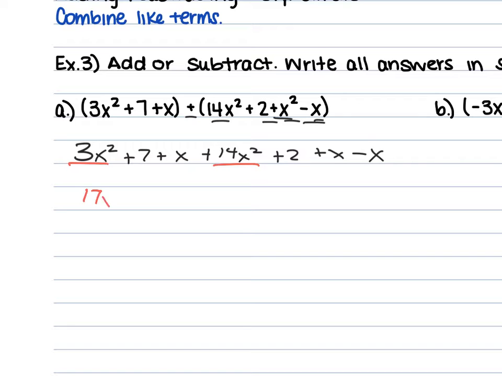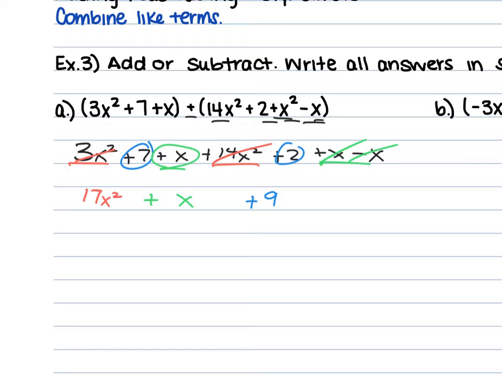17x squared. Those are dealt with. What do you want to do next? 7 and 2. Okay, 7 and 2. 9. That becomes 9. Those x's cancel on the right, and you get plus x. These are gone because they cancel each other out, a positive x and a negative x, and he says there's one x left there, so just plus x. So 17x squared plus x plus 9.